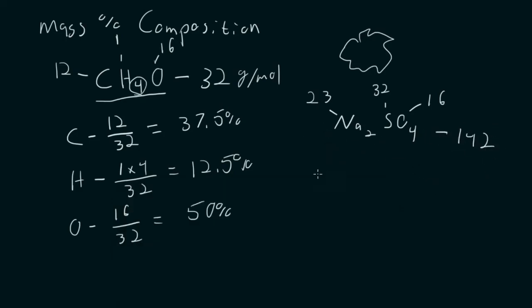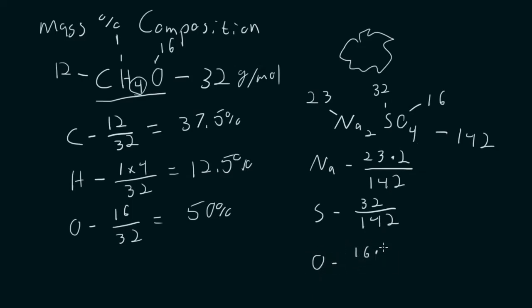So now for each of these, for sodium, I'm going to take 23 times 2, because there's 2 sodiums, divided by 142. Then I'm going to take sulfur. It's going to be 32. There's only one of them, divided by 142. And oxygen. Oxygen is going to be 16, and there's going to be 4 of them, divided by 142. And that'll give me the percent composition of each one of these.